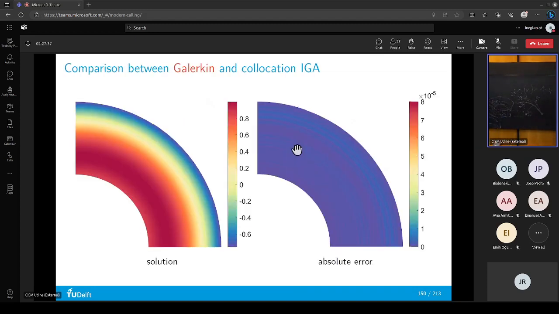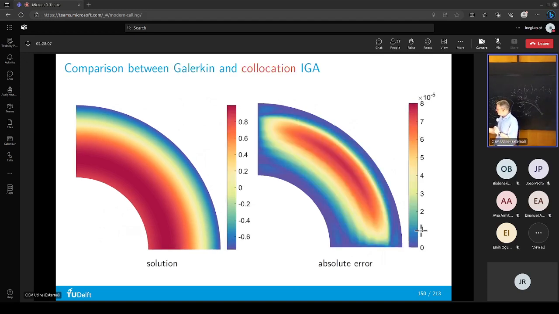Here, this will become blue, and then collocation IGA will become red. Let's first look at the left part, that is the solution. Very simple, just Poisson. From the solution, you hardly see any difference. Where you see the difference is in the error. The scale is always the same. The absolute error here for Galerkin is relatively small, whereas for collocation, 10 to the minus 5 is also not too bad, but it is measurably larger, let's say.